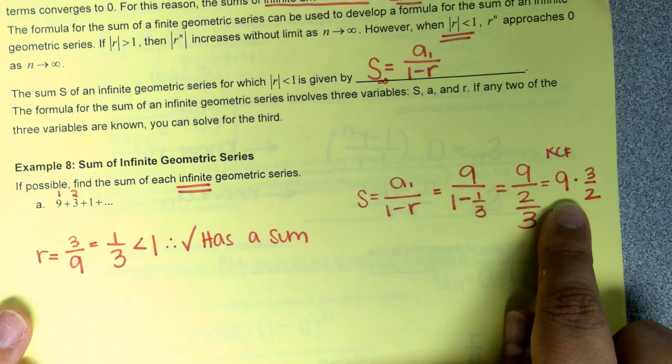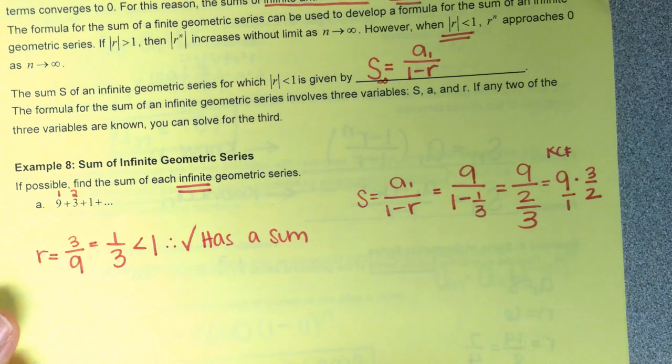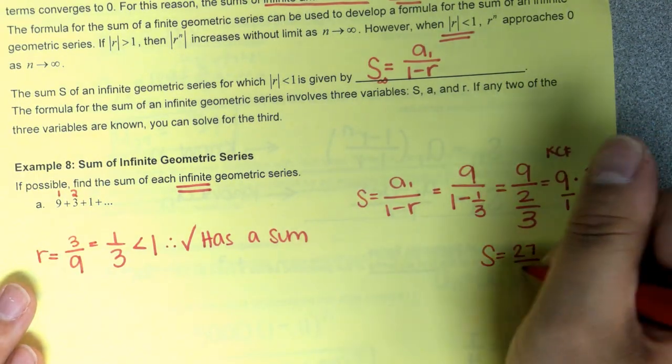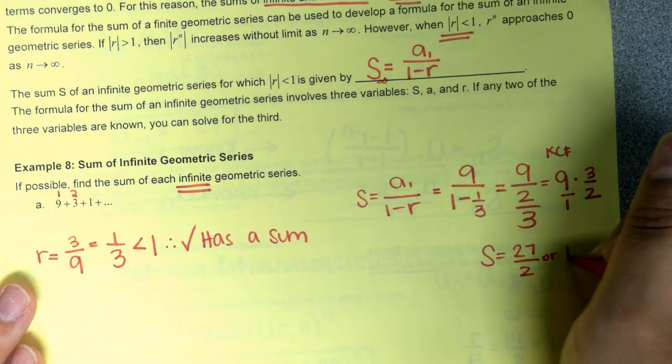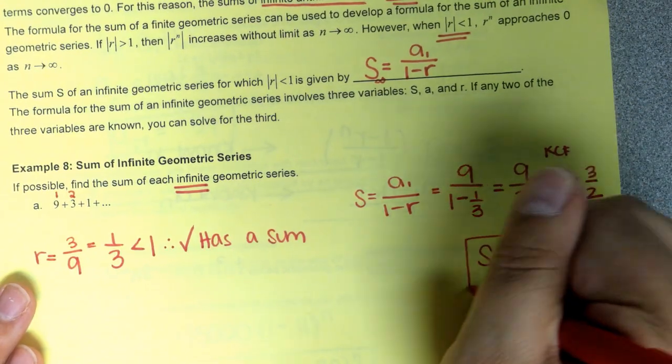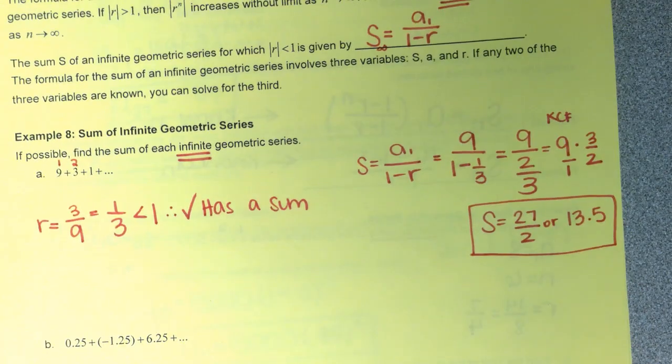What is this 9 technically as a fraction? 9 over 1. So what is 9 over 1 times 3 over 2? So S is 27 over 2, or 13.5. 3 steps. Find r, see if it is less than 1, find the sum. What question can I answer?